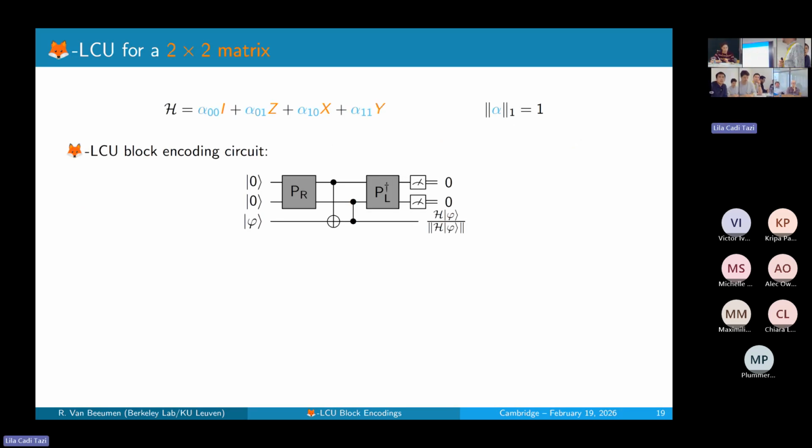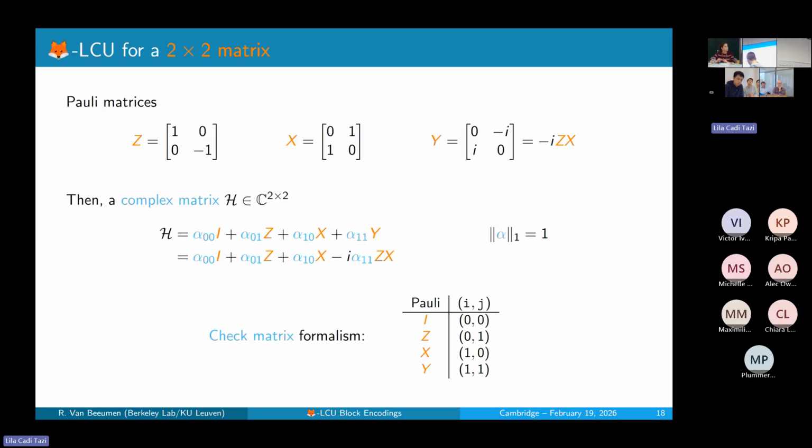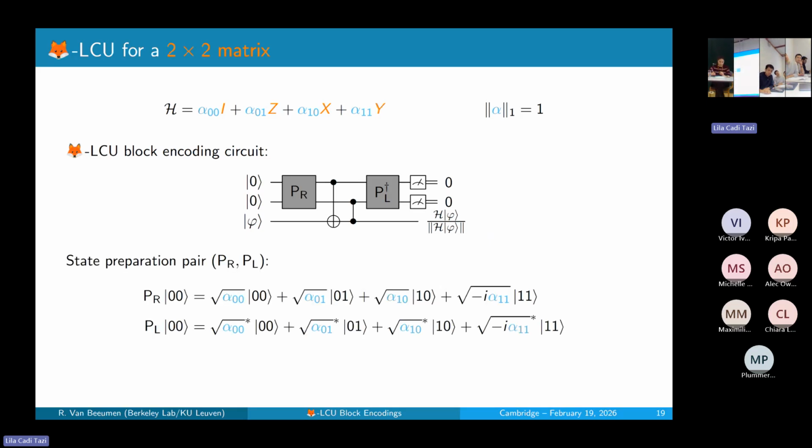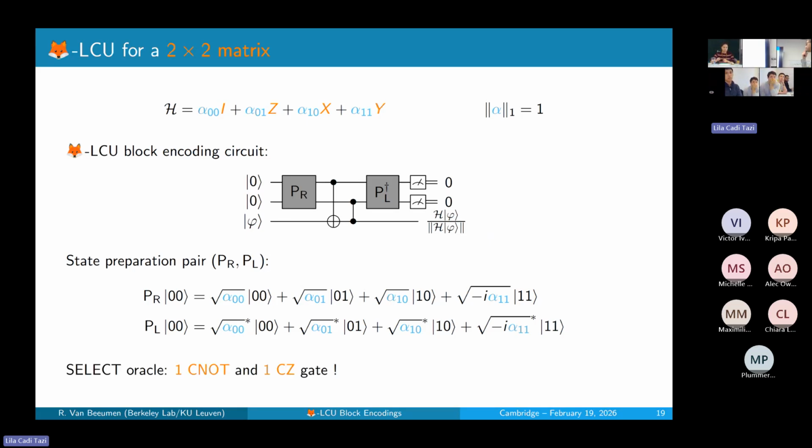So we can write it now as follows. Since we have two ancilla qubits, the top one corresponds to i, which will select the x, and the second one corresponds to the z. Then based on the x, we will have the CNOT and then a CZ. So this PR and PL basically prepare this superposition with the coefficients alpha 0,0, alpha 0,1, and so on. And as you can see, we absorb the minus i into this coefficient. So important to note here is we have only one CNOT and one CZ gate.